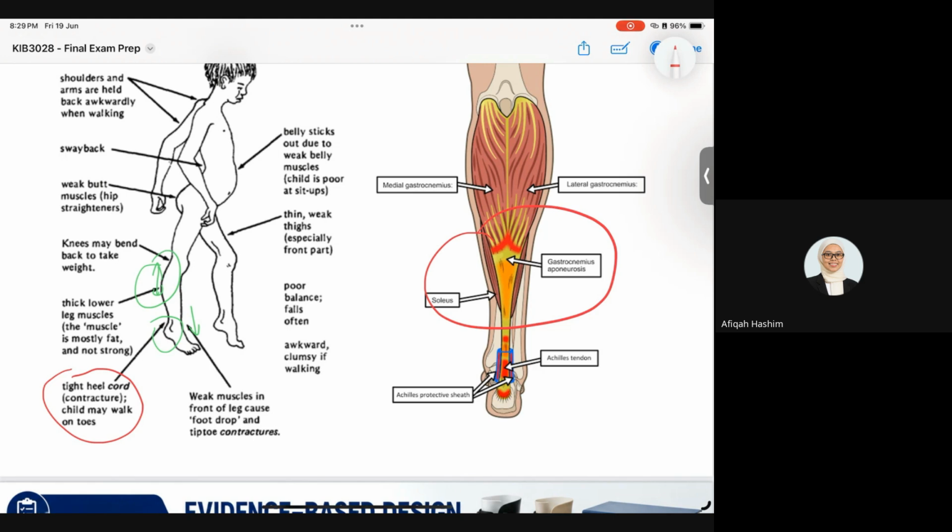And then we have another one, the patient of DMD usually has thick lower leg muscle. The muscle is mostly fat and not strong. So think, why is this happening? All right. If the calf muscle looks big, why is it weak? Usually if you see a bodybuilder, they have big muscle and they are strong. So this is called pseudohypertrophy. Okay, so this is one of the answers that you can use to justify your answer.